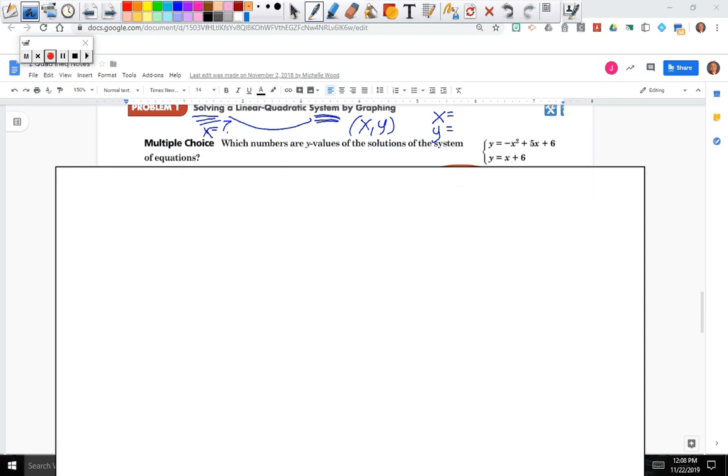Here we go. I have this equation right here: negative x squared plus 5x plus 6 is equal to y. I have x plus 6 is equal to y. So if those are both y's, I can substitute this right here, so that I'm solving this system. You're probably doing some of this in your work with the project when you do this by hand.